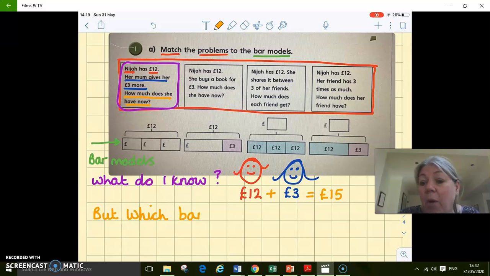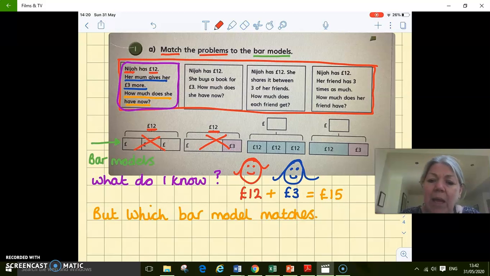That's part of the problem, but we've got to work out which bar model it fits to or it matches to, and there are 4 there, so we're going to have to interrogate. We're going to have a look at those 4 bar models. So let's start. I can see these first 2 bar models, the total comes to £12 and our total is 15, so I'm going to reject those 2 straight away. Those can't possibly be right.